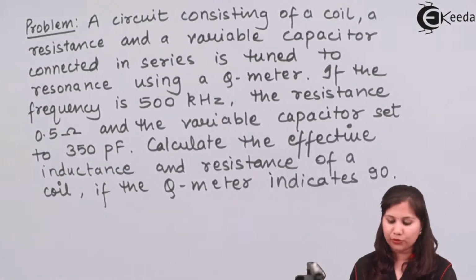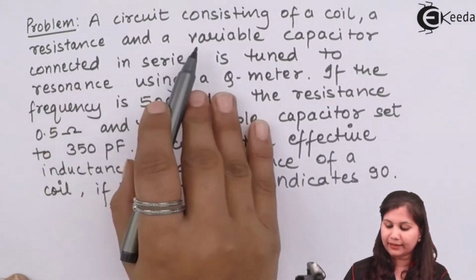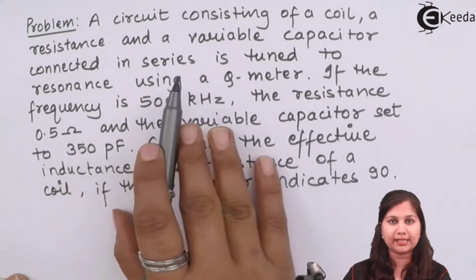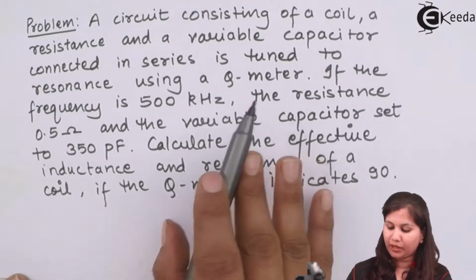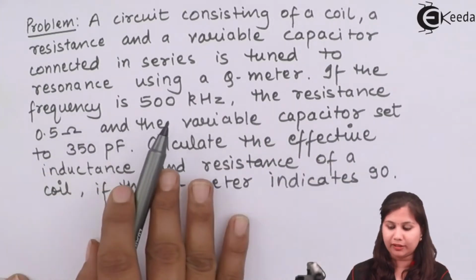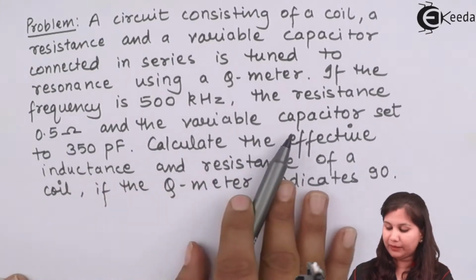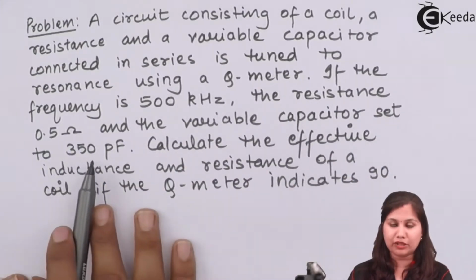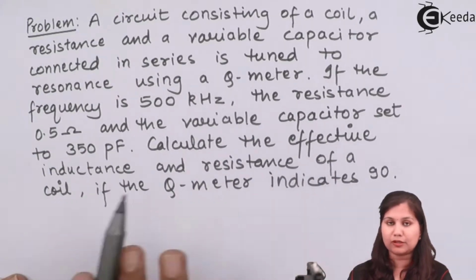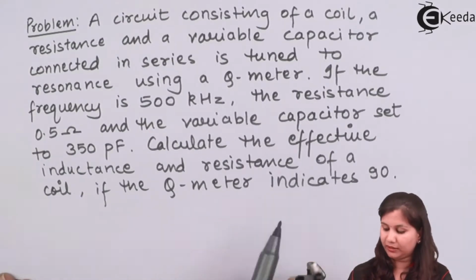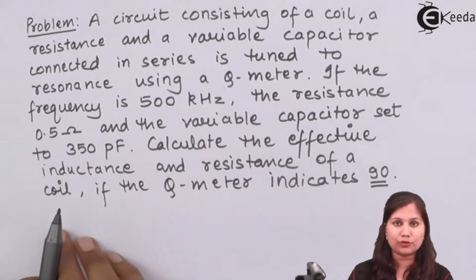So our problem is we are given a circuit consisting of a coil, a resistance and a variable capacitor connected in series, and this circuit is tuned to resonance using a Q meter. Now if the frequency is 500 kilohertz, the value of resistance is 0.5 ohms and the variable capacitor is set to 350 picofarad, we have to calculate the effective inductance and resistance of the coil if the value of the Q meter is 90. Okay, so this is our problem and let's try to solve it.